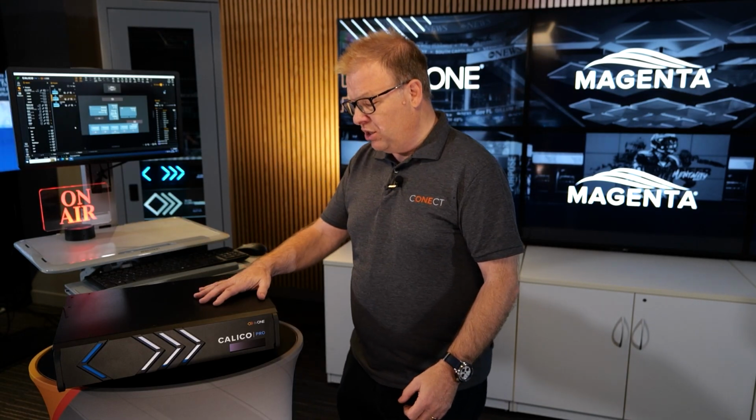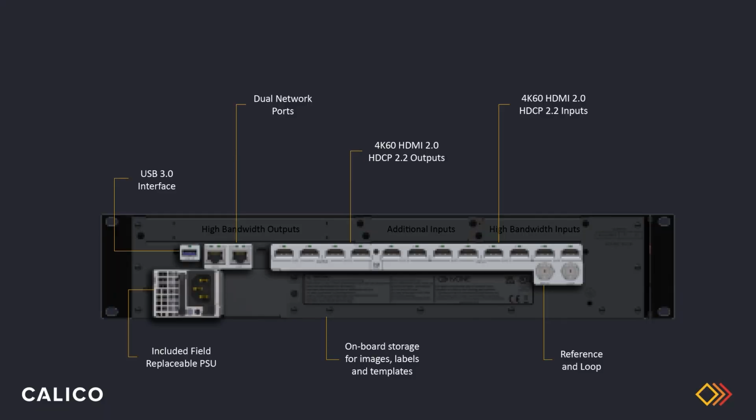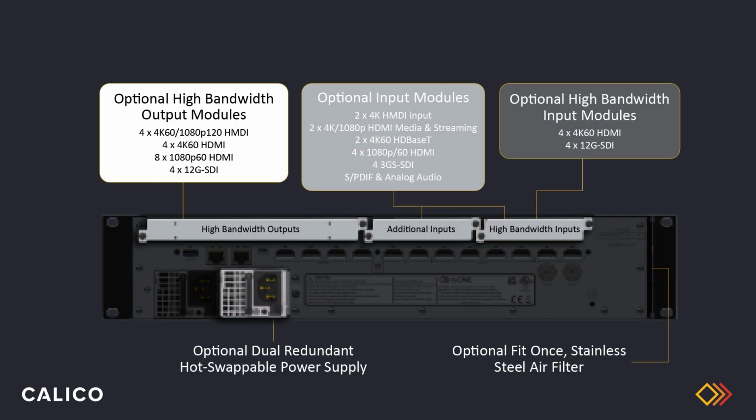It may only be 2RU high, but this super powerful 4K 60 processor comes off the shelf with 8 4K 60 HDMI 2.0 inputs and 4 4K 60 HDMI 2.0 outputs. Plus, you can add optional modules to add another 8 inputs and 4 4K 60 outputs, or up to 8 more outputs in 1080p 60.